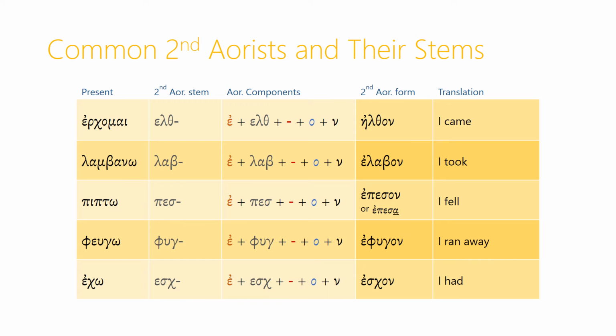Fugo has the second aorist stem fug. Notice that the epsilon drops out and we just have phi upsilon gamma. The first person singular form then is efugon, I ran away, I fled. And echo becomes esk, which gives us eskon, I had.